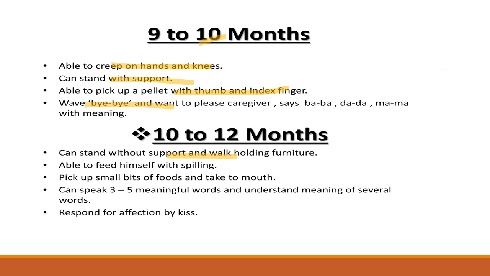Then at 10 to 12 months, can stand with support and walk holding furniture. Then able to feed himself with spilling. Then picks up small bits of food. Picking up small bits of food is important. Okay. Then can speak 3 to 5 meaningful words and respond to affection with a kiss.